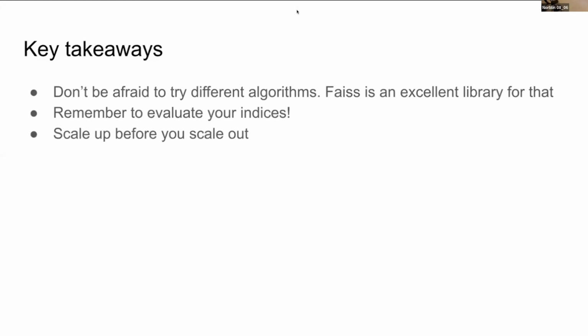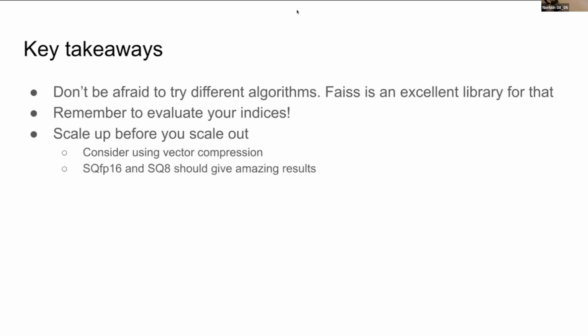And I would say scale up before you scale out. We have this tendency right now to make everything horizontally scalable, to shard our databases. But vector search has this nice property that vectors can be easily compressed. So consider using vector compression to decrease the memory footprint of your application. It would make your life easier. And you should try something like SQFP16 or SQ8, because it should give amazing results without accuracy loss.